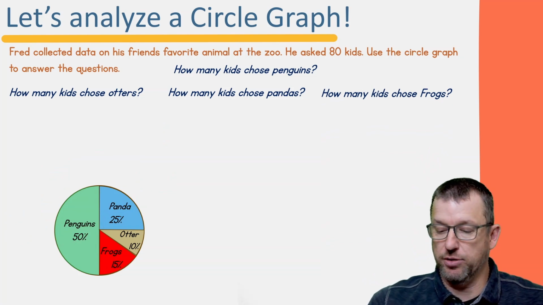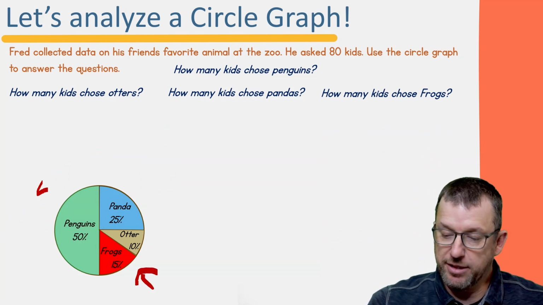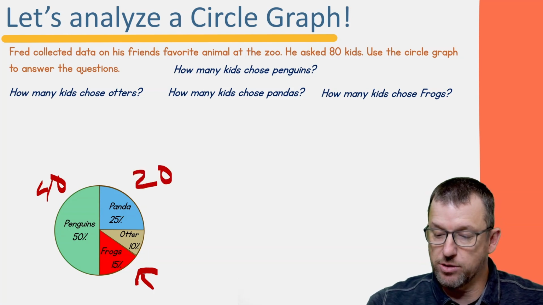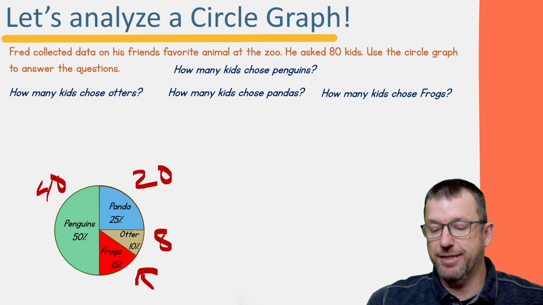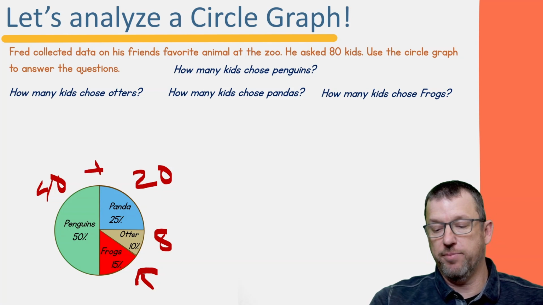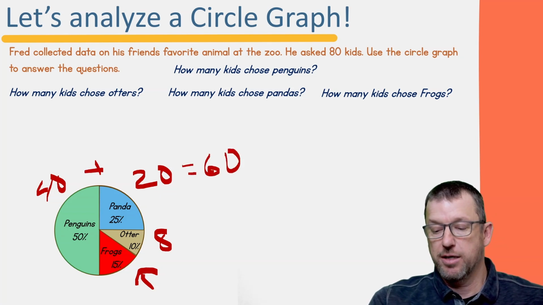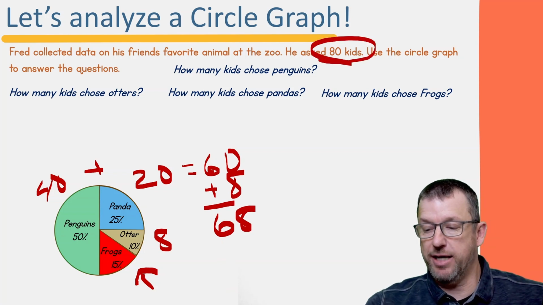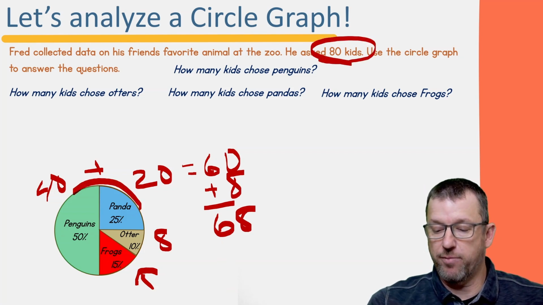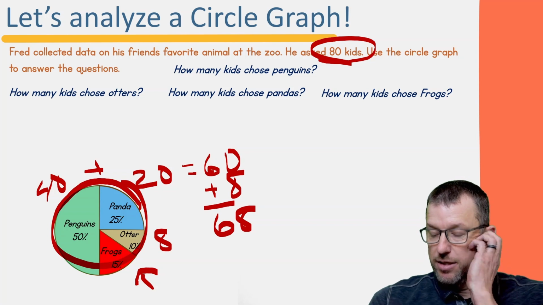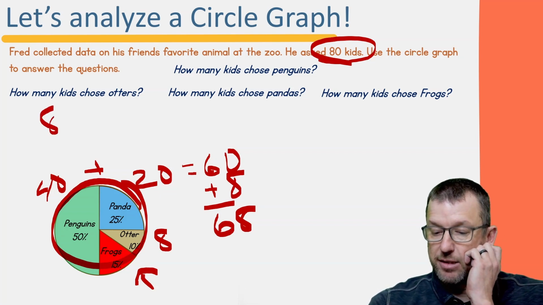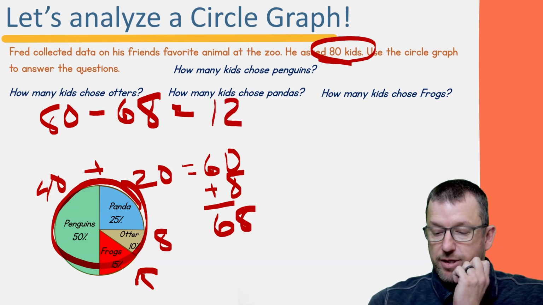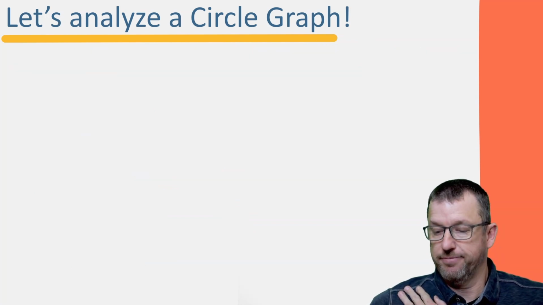And how many kids chose frogs? Well, if we said this was 40, and we said this was 20, and we said this was 8, how many have we done so far? 40 plus 20 is 60. 60 plus 8 is 68. How many kids were asked? 80. Does this graph represent all the kids? Yes, it does. So what is 80 minus 68? That equals 12. So 12 kids chose frogs.